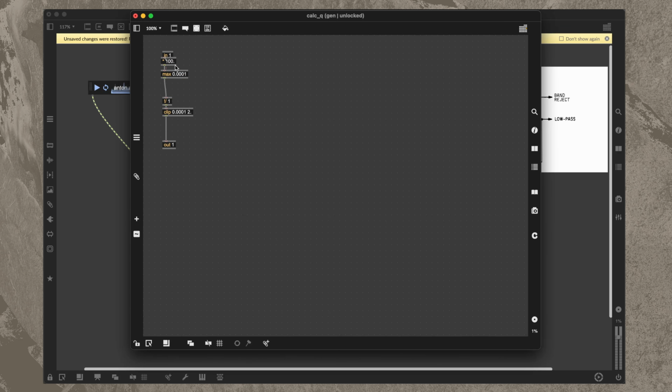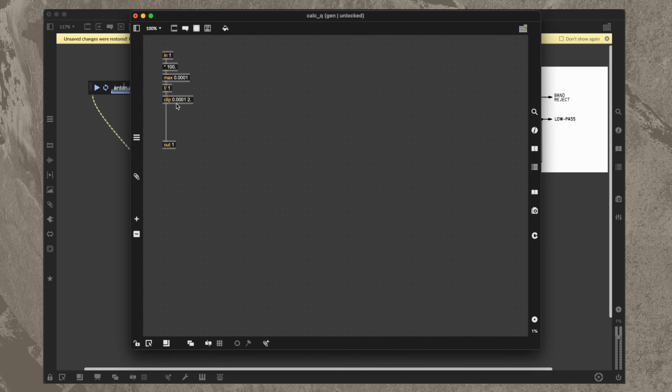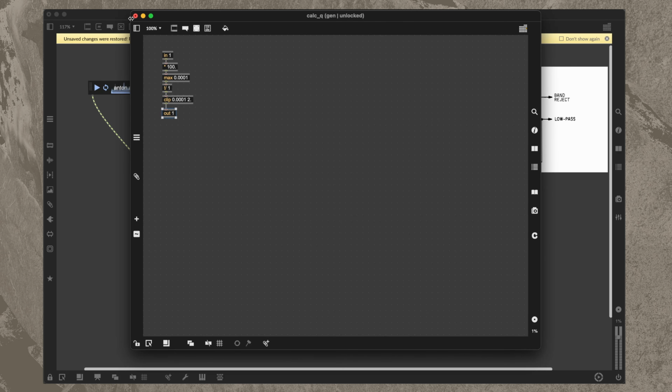Make sure that it doesn't go actually to 0, because we're going to take 1 over that value, and we can't have 1 over 0. And then we clip that to the range of 0 to 2, because it has a useful range from 2 to 0. So that is all seeming to work. And I really had to just trial and error this to sort of translate from what this says to what I have here.